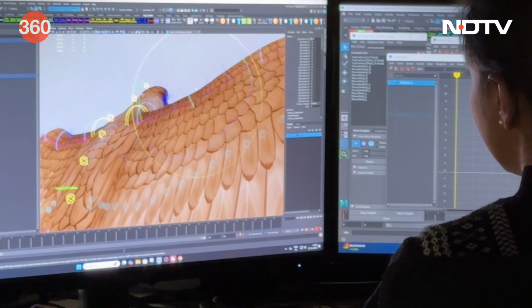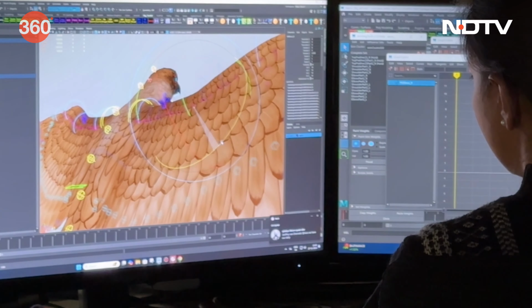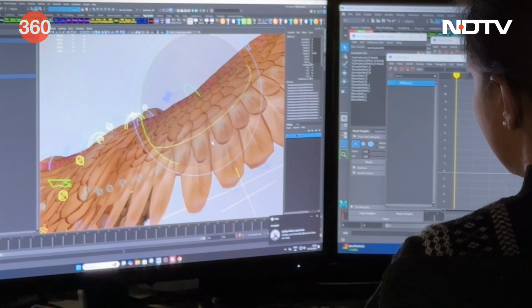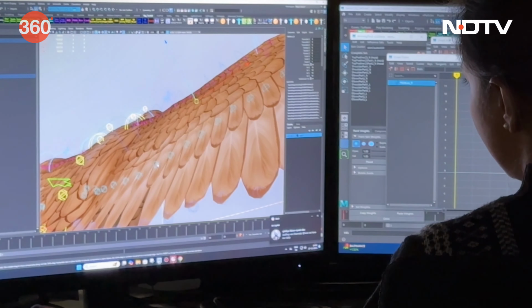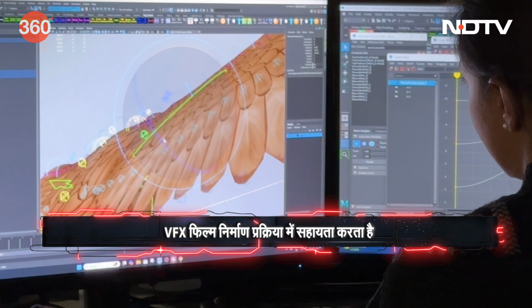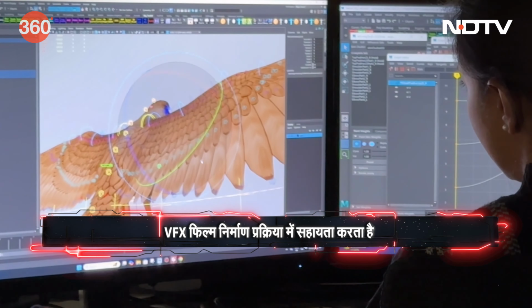So those are the things that I think really complement visual effects and bring out the director's vision or imagination to picture. That's a really important part of where visual effects assist the filmmaking process.